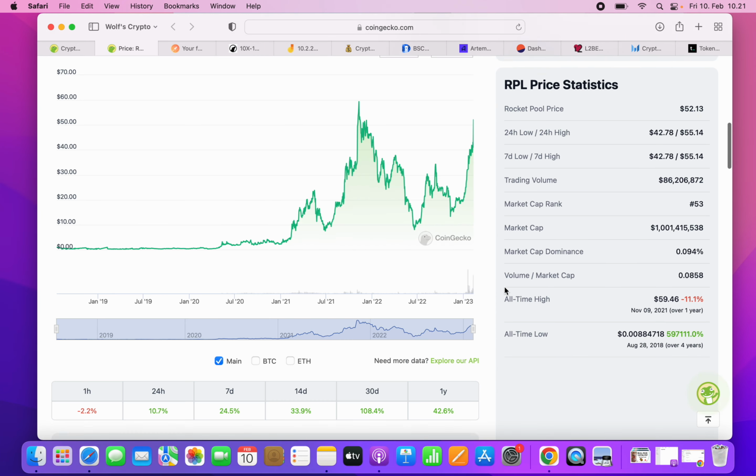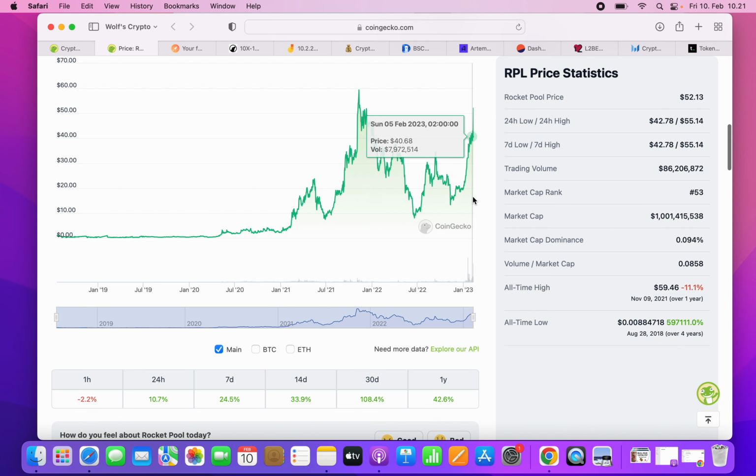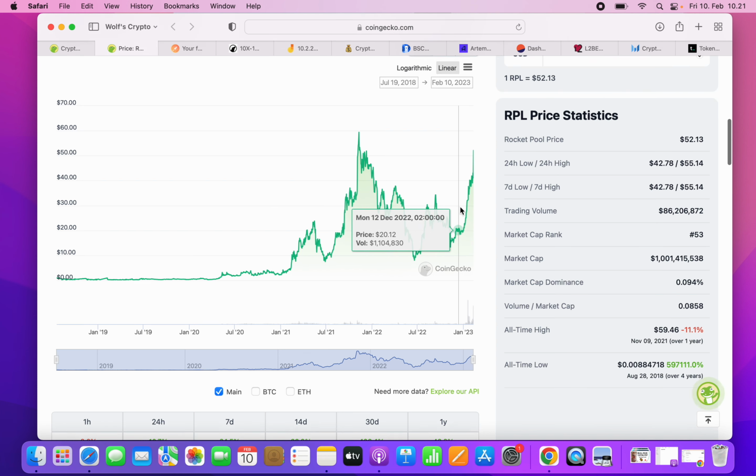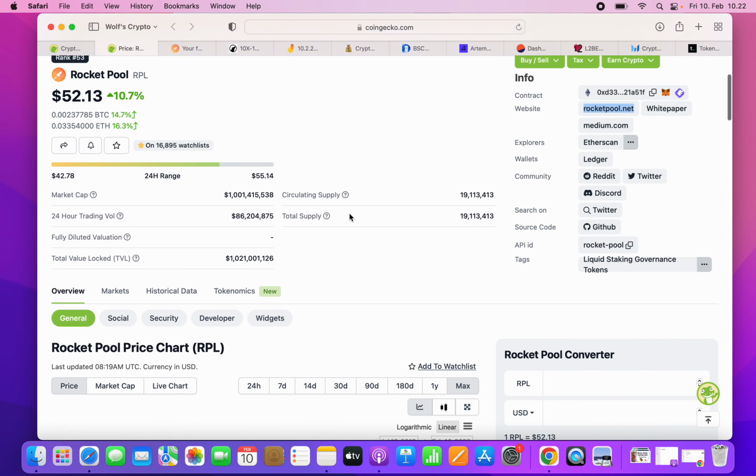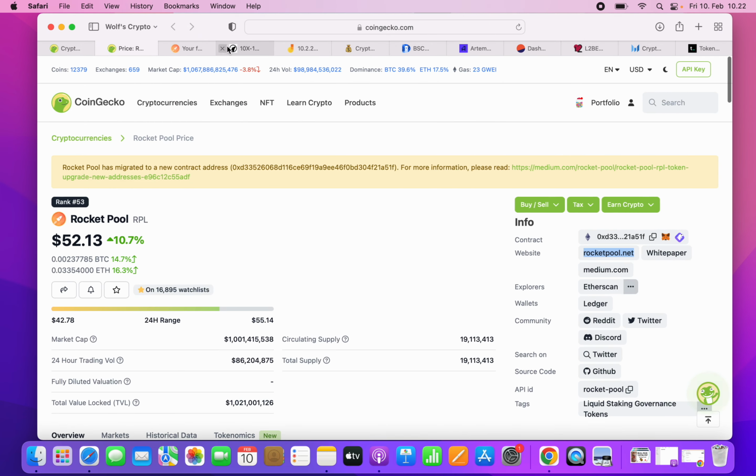Right now you can see that the price has jumped up a lot, and the volume has literally 20x'd. For example, here it was a great buy at $8, but right now we are still at $40, shy of the all-time high. I think the prices are going to go down here. So Rocket Pool is one of those tokens that I'm really looking forward to buying.